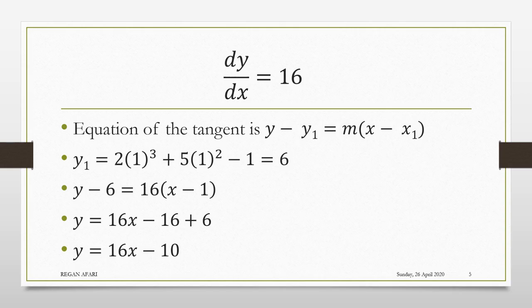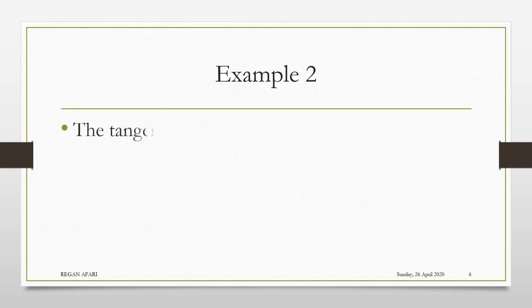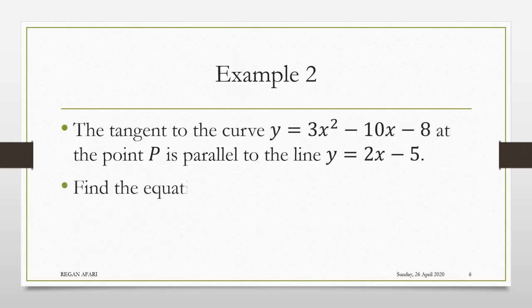Let's see the second example. Right, so we have this. We are supposed to find the equation of the tangent at the point P. But what is P? So let's consider the entire question. The tangent to the curve y is equal to 3x squared minus 10x minus 8 at the point P is parallel to the line y is equal to 2x minus 5.